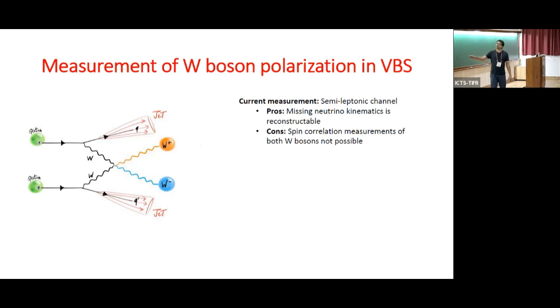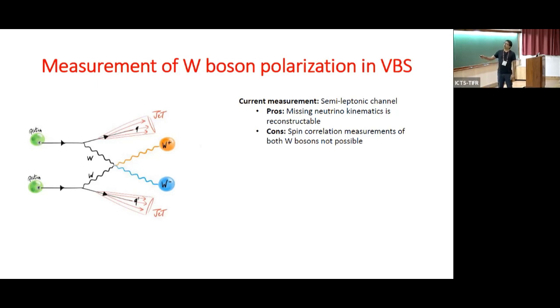So you fully know, if this W decays to a lepton and neutrino, you can measure its polarization by looking at the angular distribution of its decay products. Even though you do not see the neutrino, you can reconstruct its momentum, and therefore you can reconstruct the polarization of the leptonically decaying W boson.